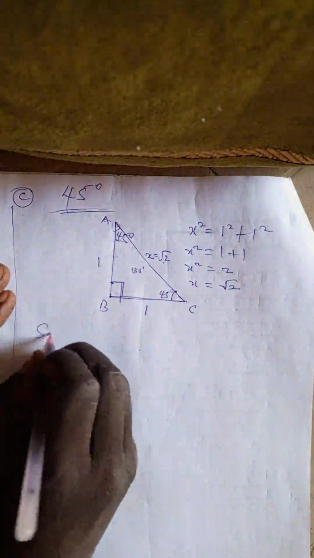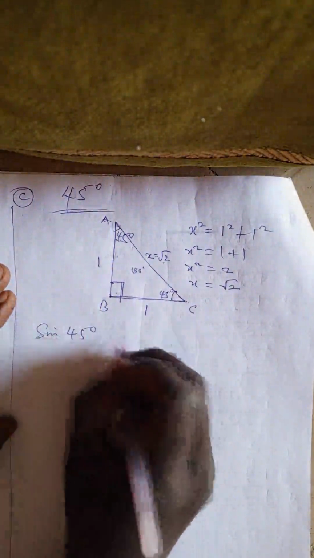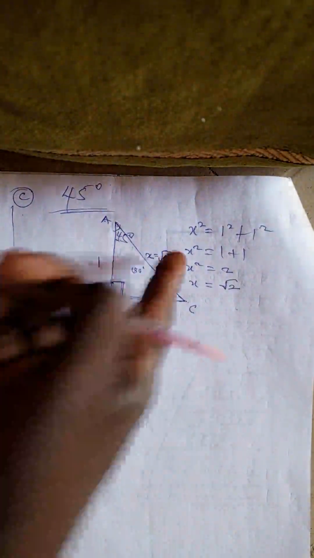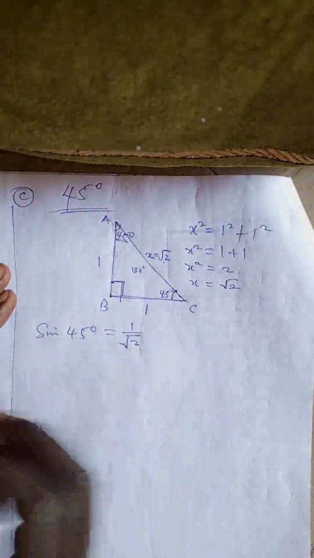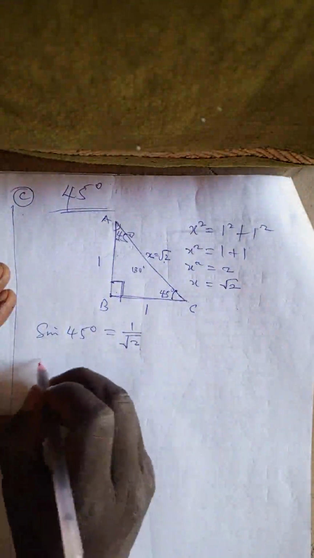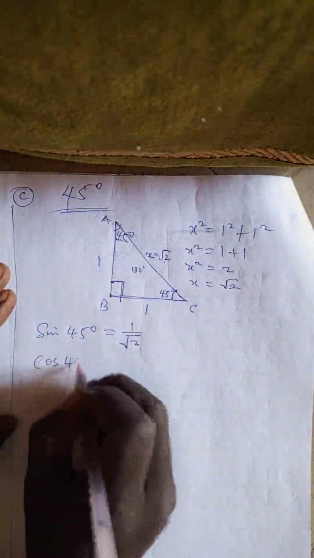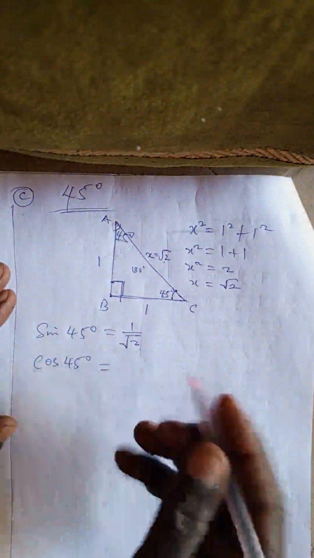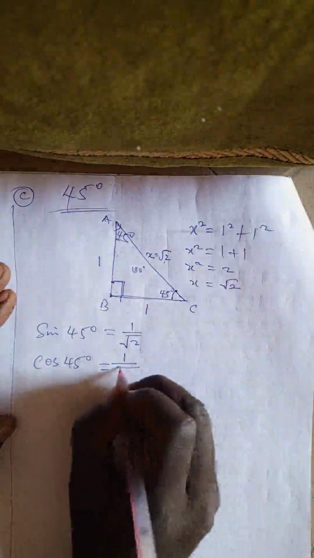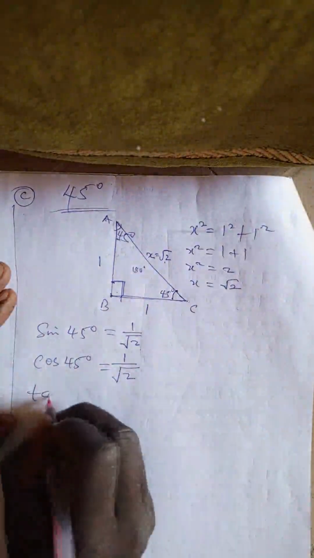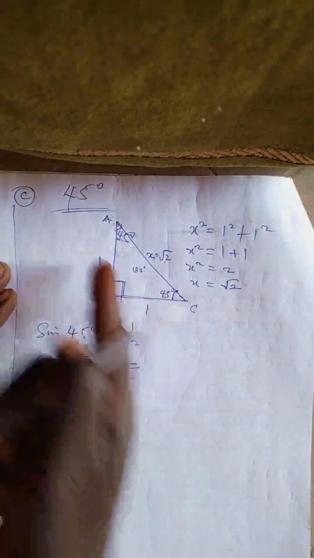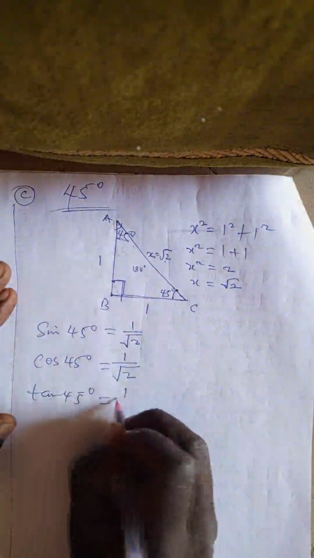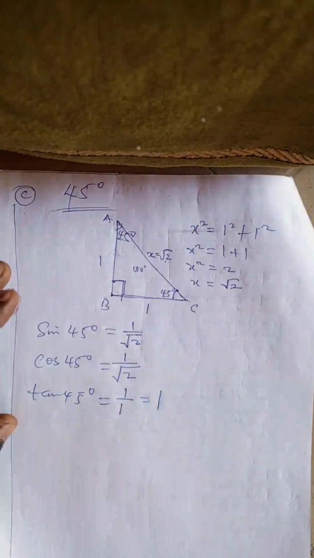Now, sine 45 degrees is equal to opposite over hypotenuse. That's equal to 1 over square root of 2. Now, cos 45 degrees is equal to adjacent over hypotenuse, and that's also 1 over the square root of 2. Tan 45 degrees is opposite over adjacent, which is equal to 1 divided by 1, and the answer is 1.